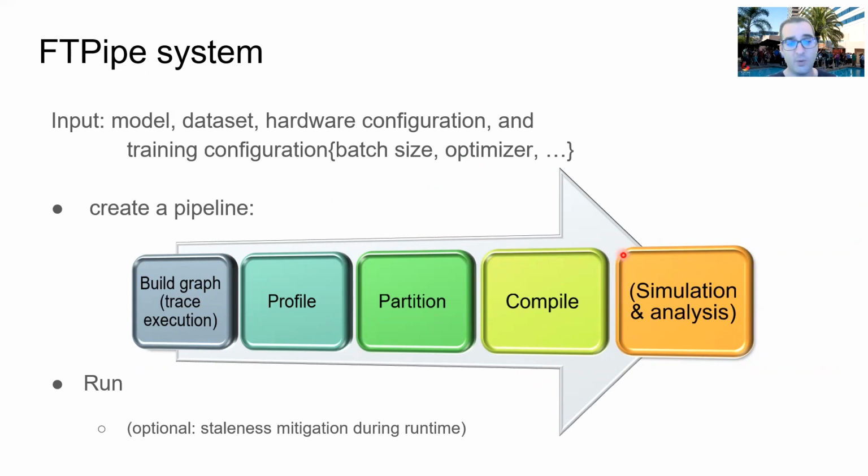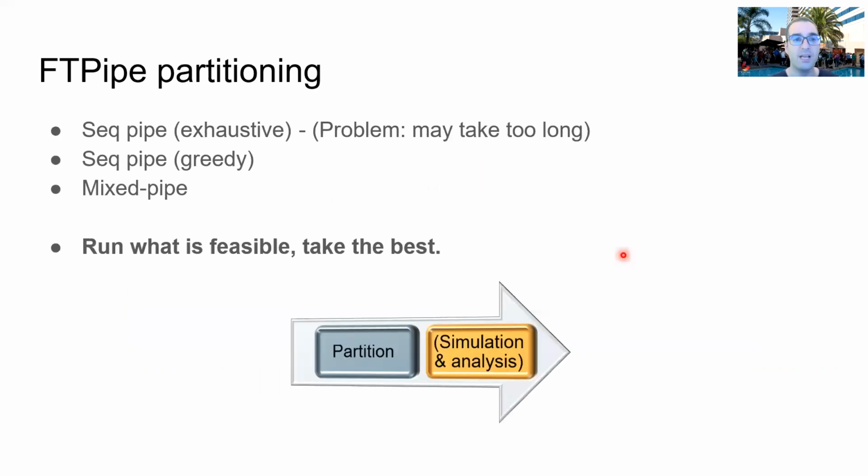Optionally, when running, we can use stateless mitigation. However, in our experiments, it was not needed, so I will not elaborate on it. So, FTPipe partitioning is an approach which uses multiple types of partitioning and simply takes the best. It searches for SeqPipe solutions and for a new type of solution, MixedPipe.